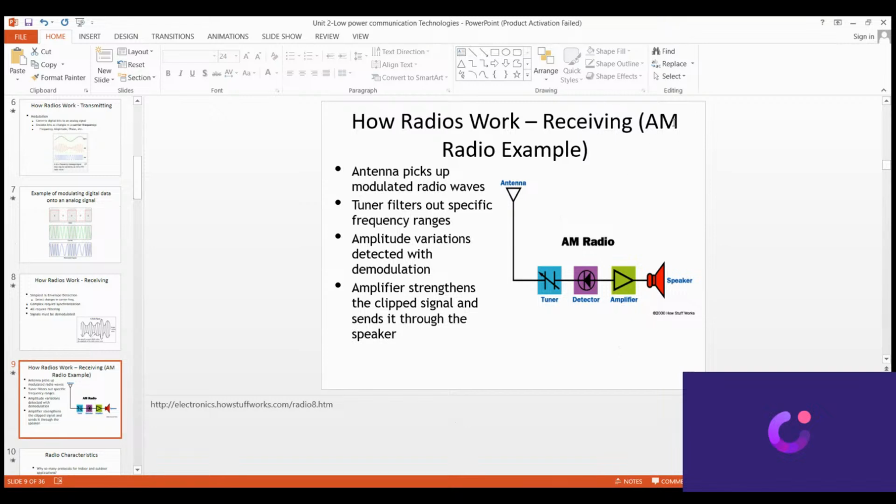So here we are talking about the AM radio example. So we have the antenna. This antenna picks up the modulated radio waves. That's the antenna.